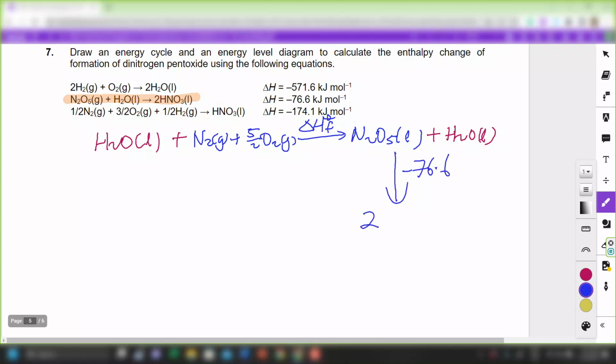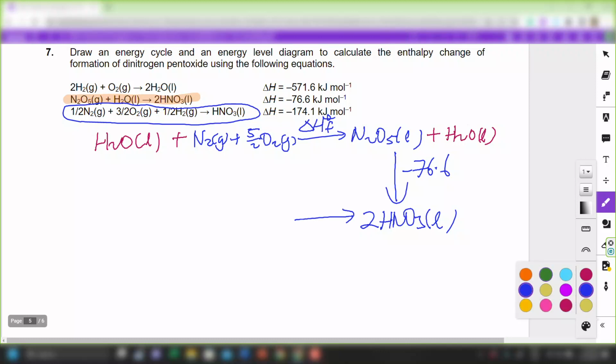So that gives me 2HNO3 liquid. And then from here I can straight away look at the third equation, because the third equation also involved the production of nitric acid. So that will make my life easier. Maybe I change color to green. So 2 equivalent, so that will be 2 multiplied by 174.1. Sorry, that's negative 174.1. I'm going to write everything out, in this case in blue.